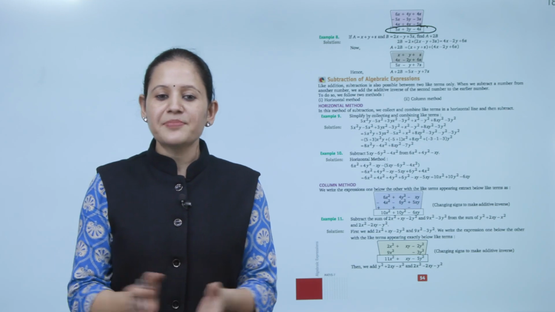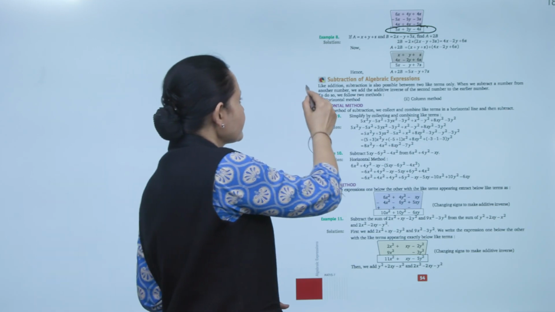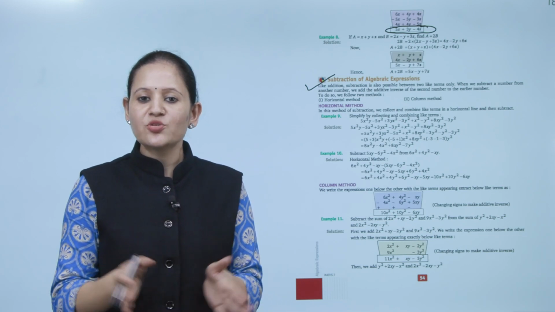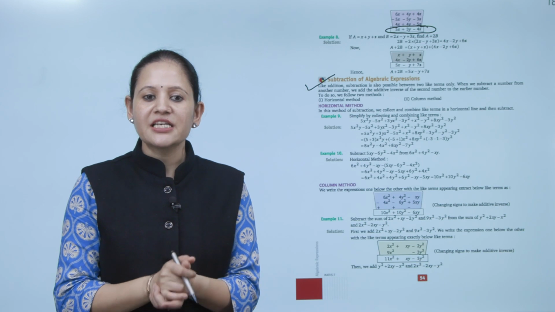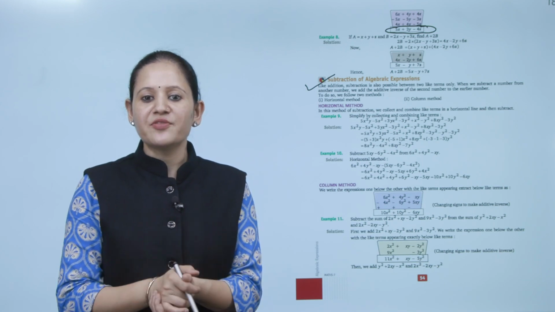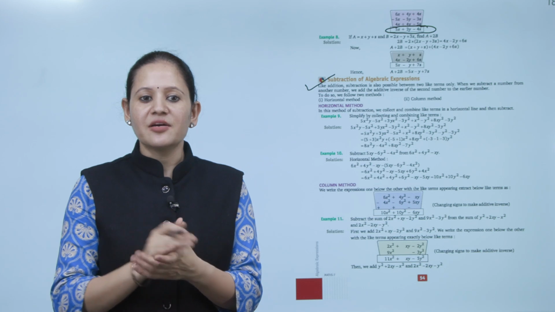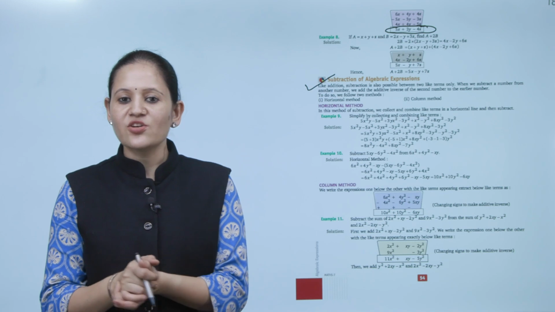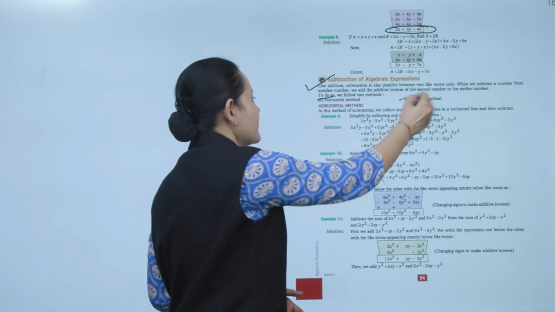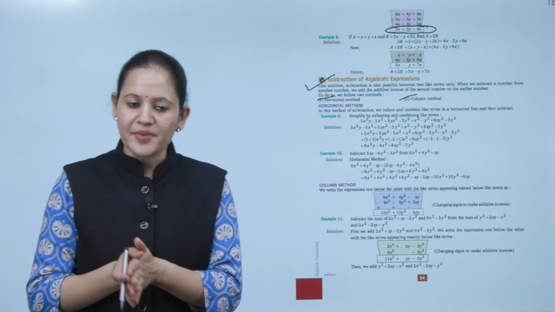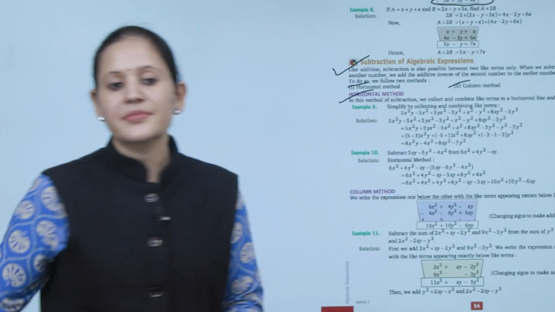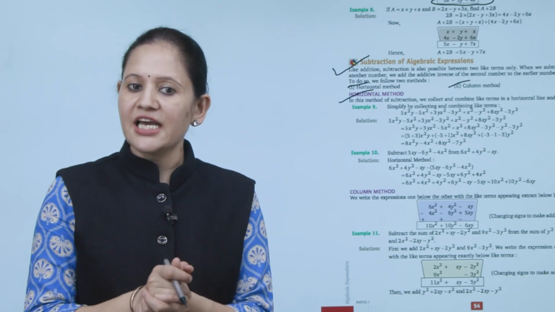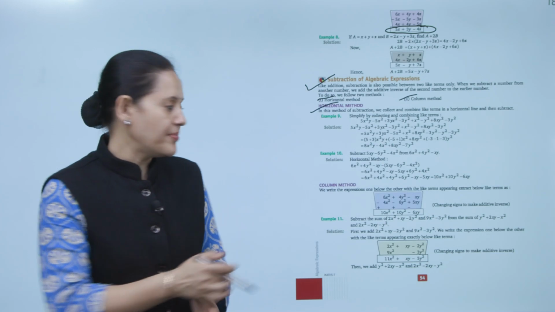Clear? Next is subtraction of algebraic expression. Like addition, subtraction is also possible between two like terms only. When we subtract a number from another number, we add the additive inverse of the second number to the earlier number. To do so, we follow two methods: first is horizontal method and next is column method. So first we'll take the horizontal method. In this method of subtraction, we collect and combine the like terms in the horizontal line and then subtract. So first we'll take an example.